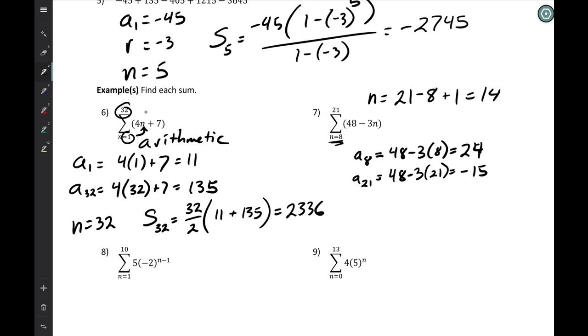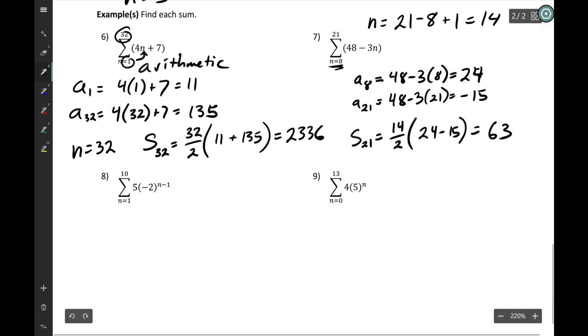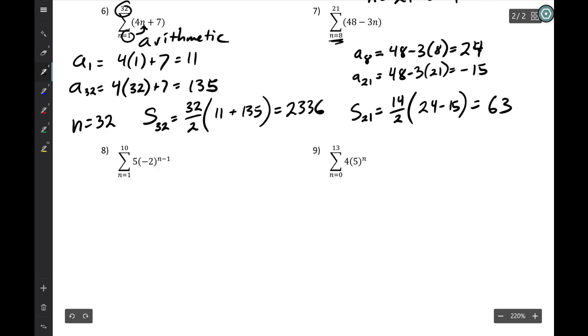All right, plug everything in then. I got S sub 21 is equal to 14 divided by 2 times 24 minus 15, which is equal to 63. I used a calculator. All right, these next ones, they're both geometric. So let's go through and do that. Things you need for geometric are A sub 1, the first term, R, the ratio, and N, the number of terms. Well, this one's real easy.